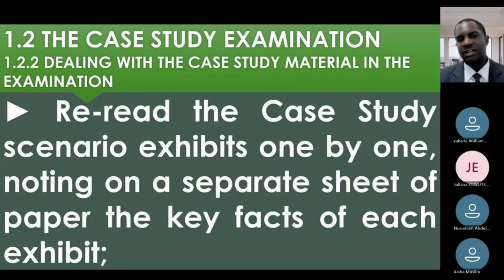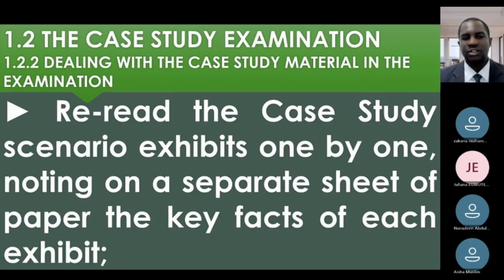Also, reread the case study scenario exhibits one by one. So where you have the pre-seen 7 exhibits, then maybe the unseen 8, forming 15, please read everything one by one and start taking note on a separate sheet of paper the key facts of each exhibit. You can underline on the question paper. I believe ICAN examiners will allow you to underline on the question paper, because of the volume of the material, as you have read from exhibit 1, by the time you get to the last exhibit, maybe you have forgotten all you read, but what you noted, you'll come back and meet.